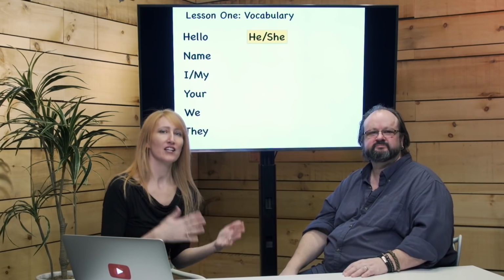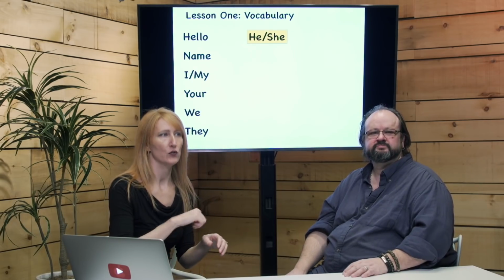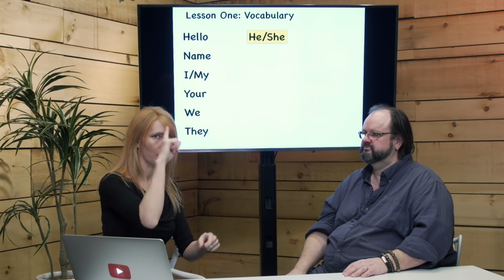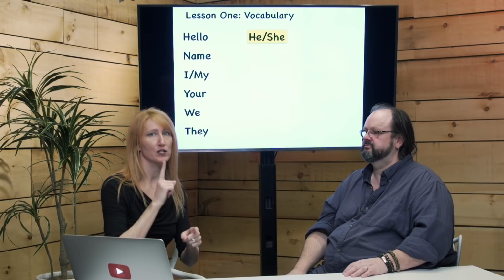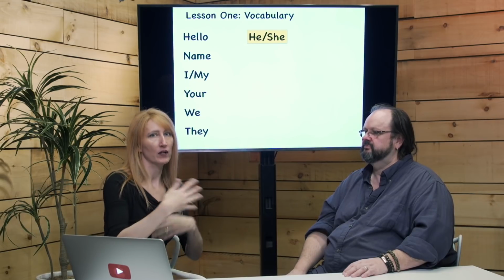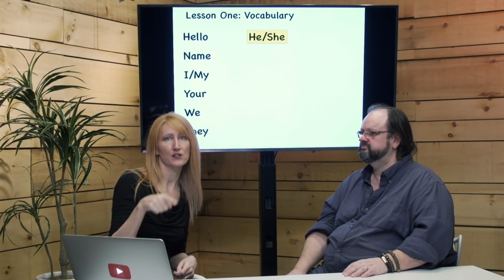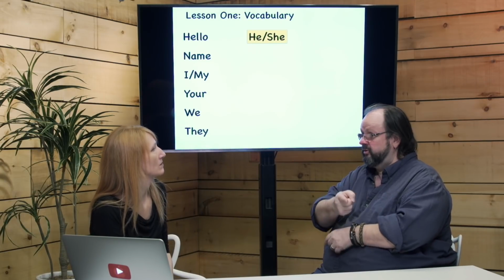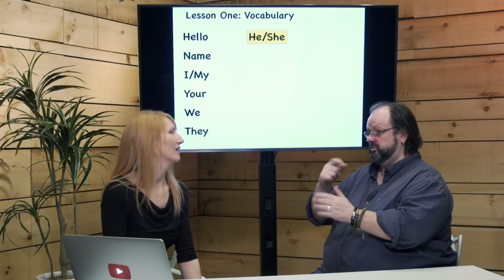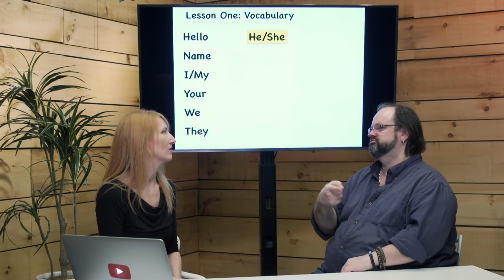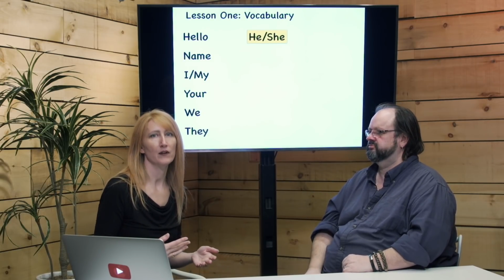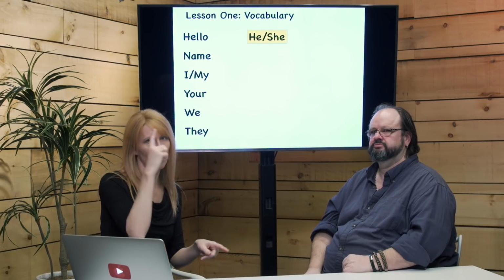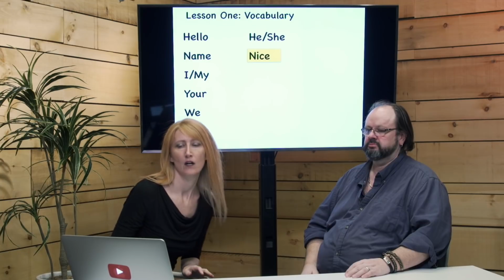So with he and she, what you do is you set them up. So if you're talking about your brother, you would sign brother and then point. And if you're talking about your sister, sign sister and point. And then whenever you were talking, you would just reference those points. So once you set them up, then you're done. You don't have to constantly sign my brother, my brother, my brother, my brother. Nice.